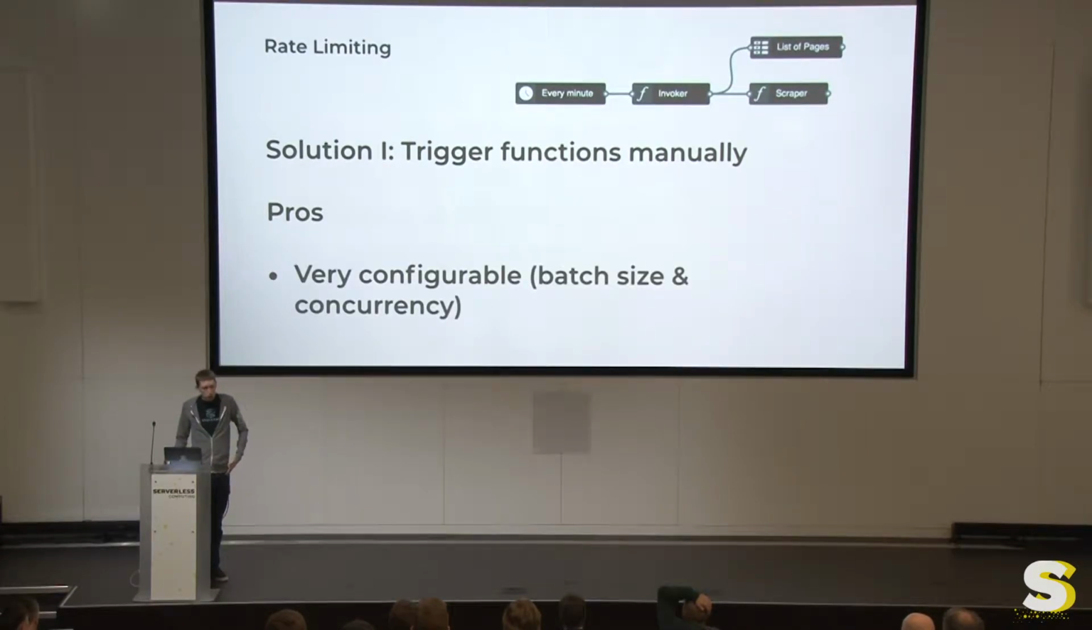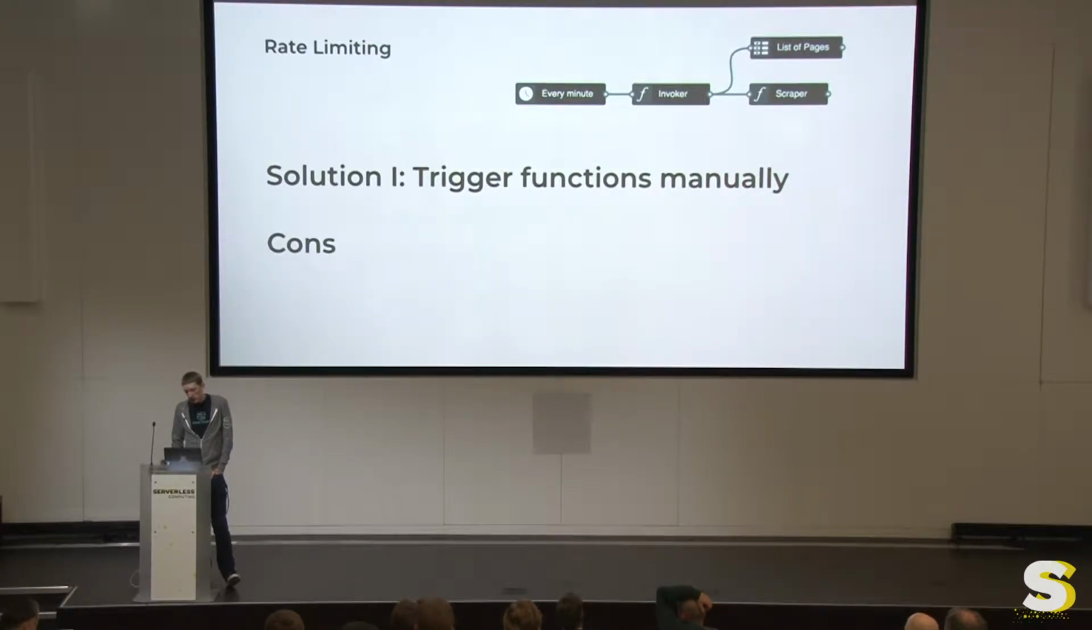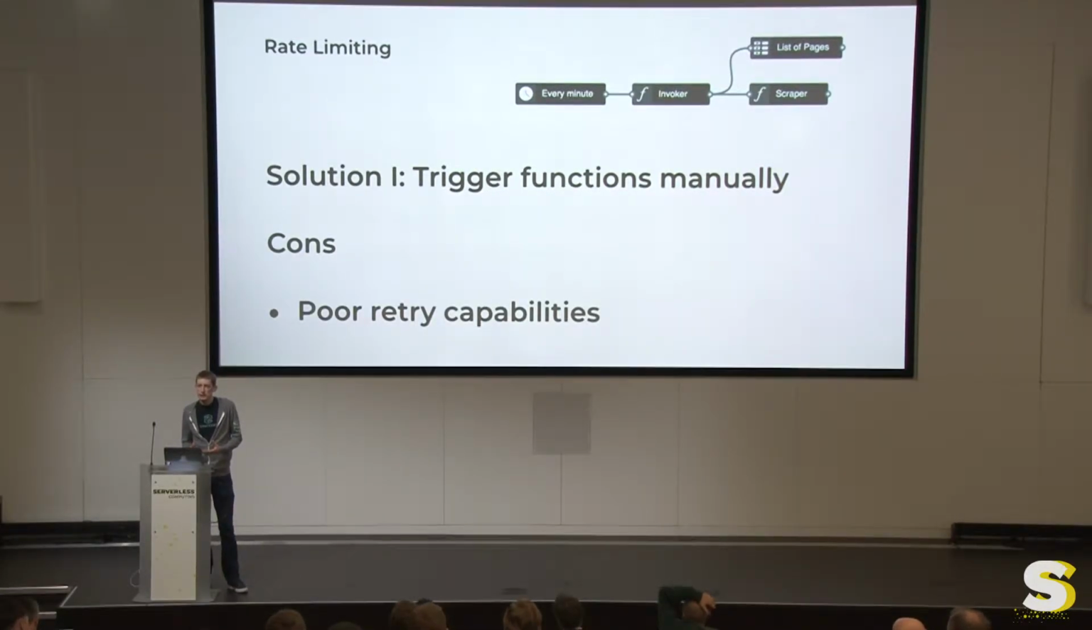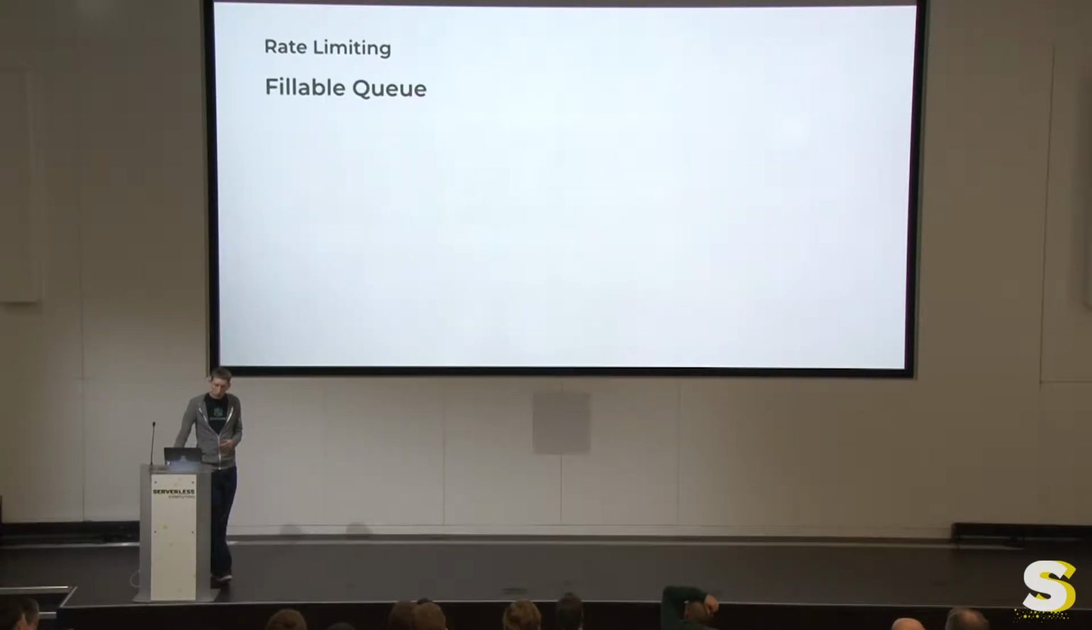This is nice because it's very configurable. I can just use some constants to determine the batch size and how concurrent it is. It's also very cheap. It's pay-per-use cost, perfectly in line with all the benefits of serverless. But there are some cons to this approach. There aren't any great retry capabilities built into the system. So we can look at other options.